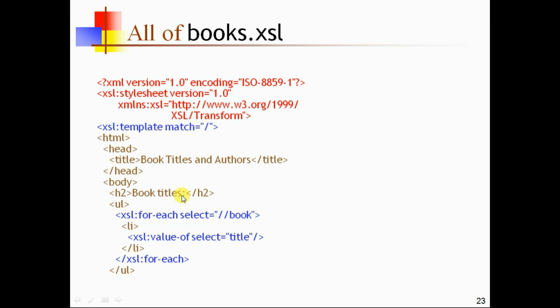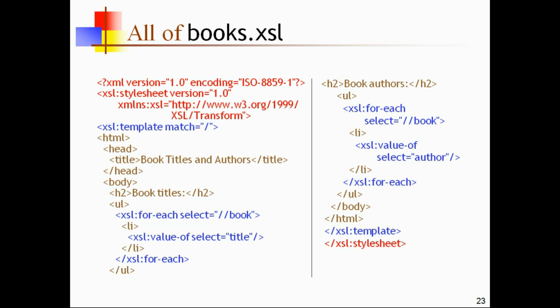If you want to display book authors, then we have to take another one, like here H2, and it has an unordered list. Then here we can have xsl:for-each select book, value-of author. Okay, and here the template is started, and here it is ended, and the style sheet is started, style sheet is ended. You have to remember how to write XSL code. This is very important.